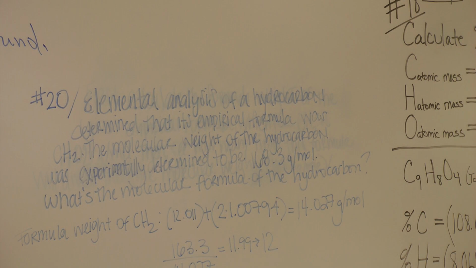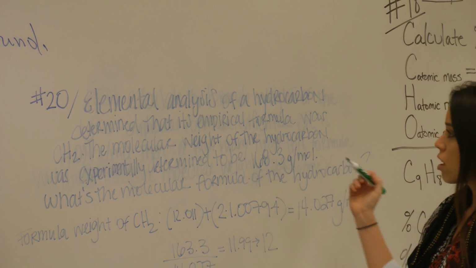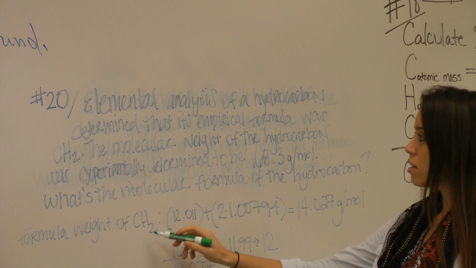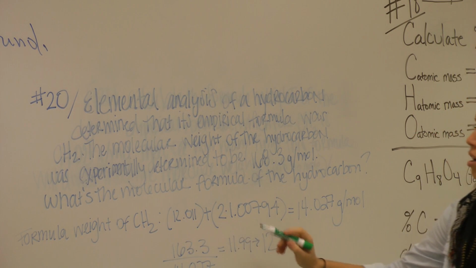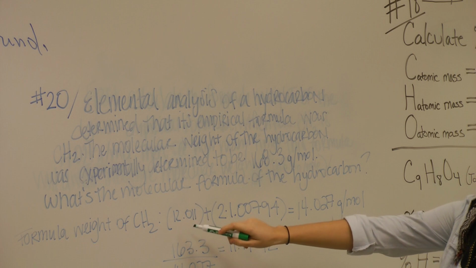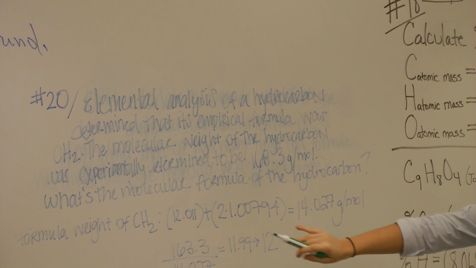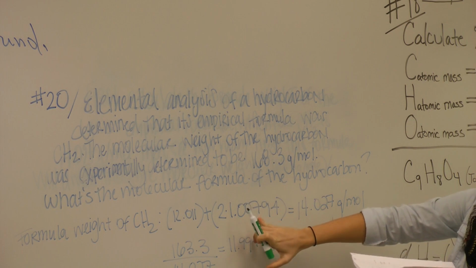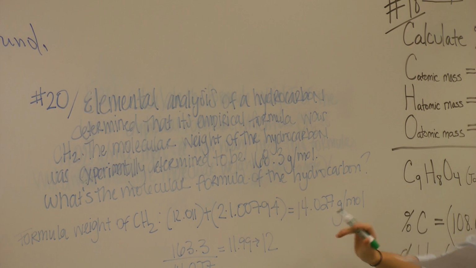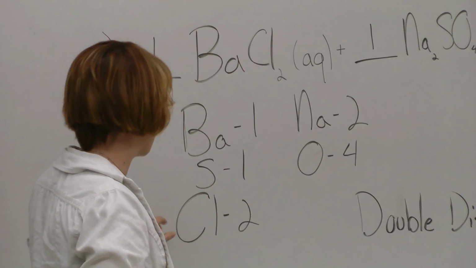Okay, so basically at number 20, we need to find the molecular formula of the hydrocarbon. To do that, we first find the formula weight of the CH2, which would be the empirical formula. So the C mass is 12.011, that's in the periodic table. You add that to the two hydrogens, and it comes out to be 14.027 grams per mole.